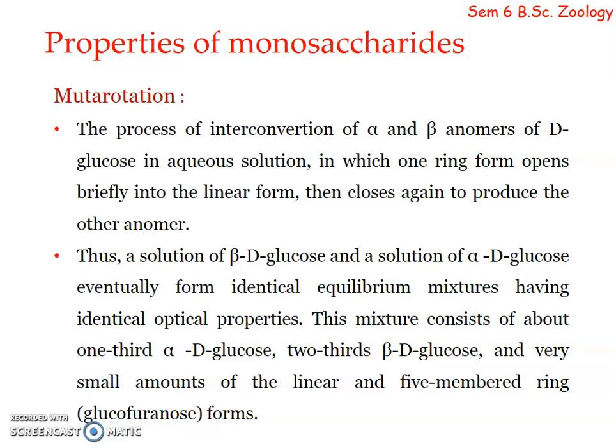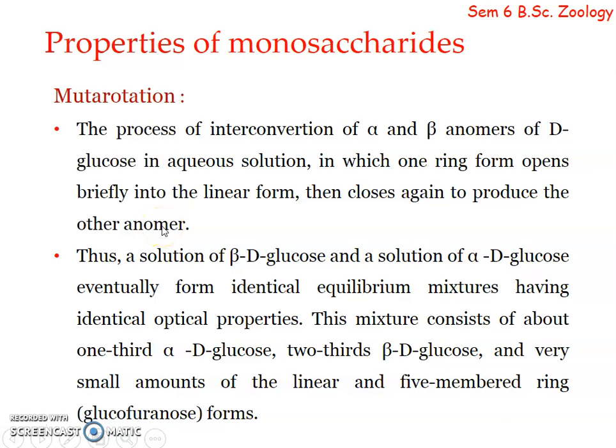There will be only a very small amount of the open chain glucose, while there will be plenty of beta D-glucose. That kind of interconversion is known as mutarotation. When D-glucose is in aqueous solution, it can get converted from alpha to beta, beta to chain, chain to alpha. That kind of interconversion is known as mutarotation. It is the process of interconversion of alpha and beta anomers of D-glucose in aqueous solution, in which one ring form opens briefly into the linear form, then closes again to produce another anomer.